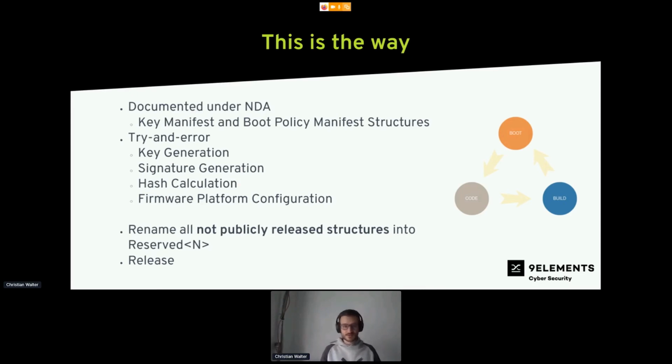Once you have all that stuff, so you have your key manifest and boot policy manifest set up, right? You find out how the keys are generated, how the signatures are generated, and all these kinds of things. If you want to release it to the public, that is sometimes a problem. What we basically did is two weeks of research on what is publicly known and what not, and everything that is not publicly known now has the name reserved something. We released it and everything's good.